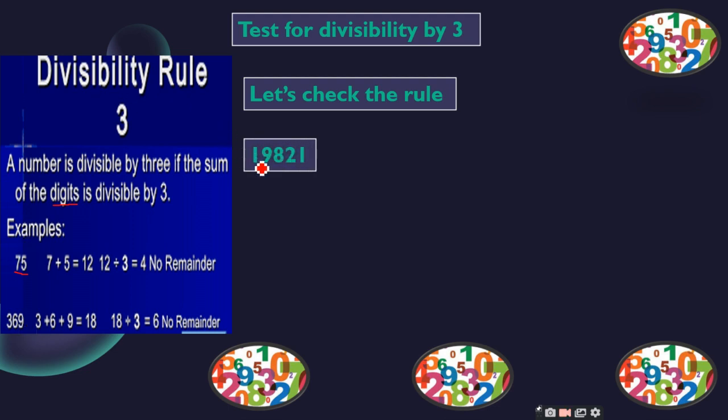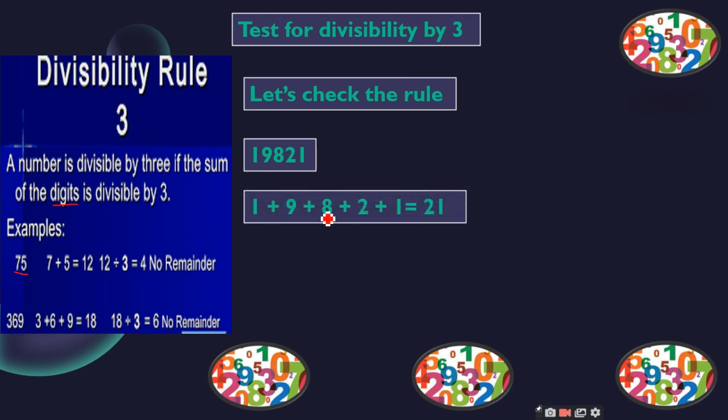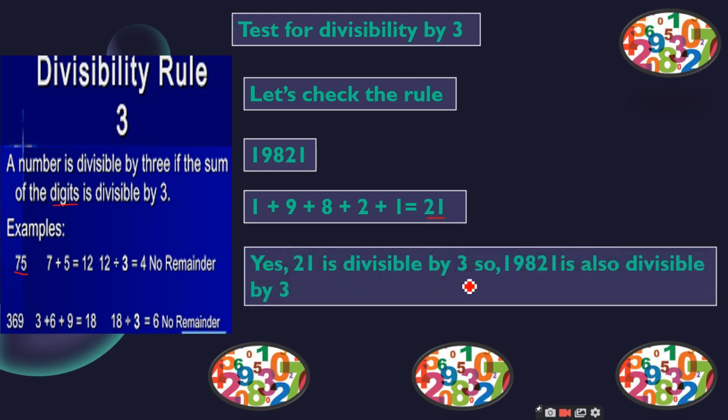We have a number 19821. How many digits are there in this number? There are 5 digits. So to check the divisibility, first we have to take the sum of the digits. So 1 plus 9 plus 8 plus 2 plus 1. 1 plus 9, 10. 10 plus 8, 18. 18 plus 2, 20. And 20 plus 1, 21. So 21 is divisible by 3. Yes, 21 is divisible by 3. So obviously 19821 is also divisible by 3.